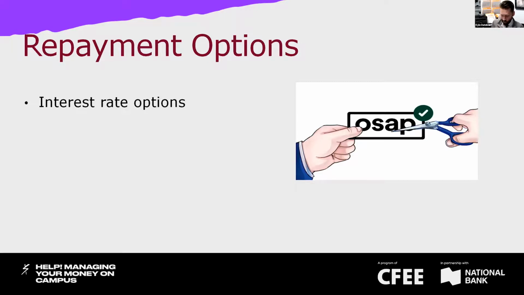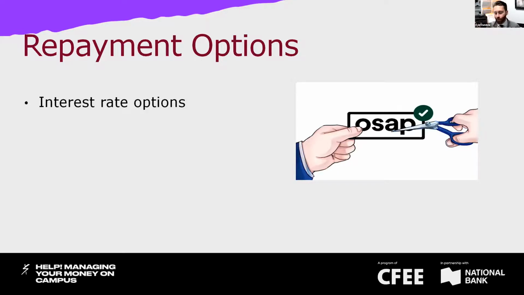Now you can also choose whether to have a fixed interest rate or a floating interest rate. The Student Loan Center will default by giving you the floating interest rate if you do not specify which one you want. Like I said, this is why it's very important to manage your account, be on top of it, and know which one you prefer works better for you.